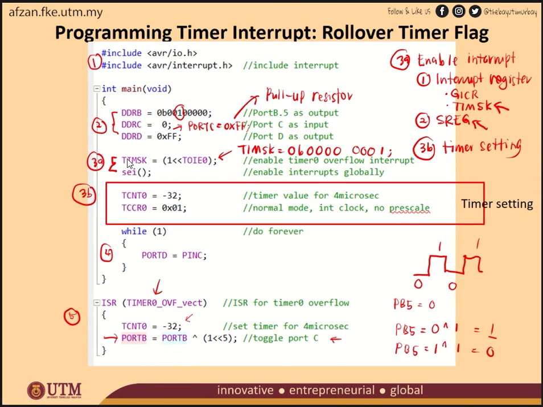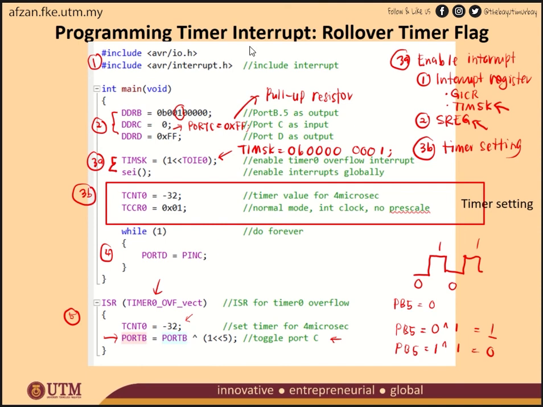Now we want to know how this program works. When you initialize the timer zero register settings and then enter the infinite loop to keep the CPU busy, we go to the while loop here and it will keep looping. While the loop reads port C data and sends it to port D continuously, the TOV0 flag is raised as timer zero rolls over.